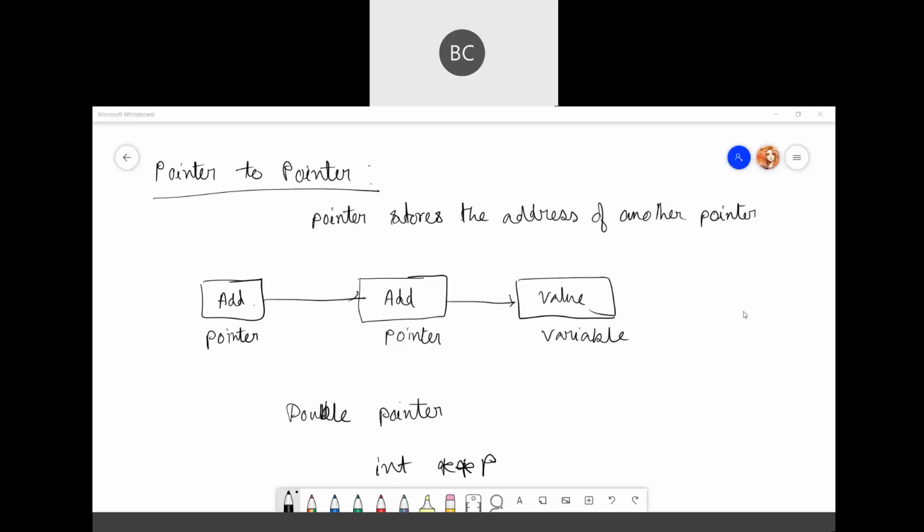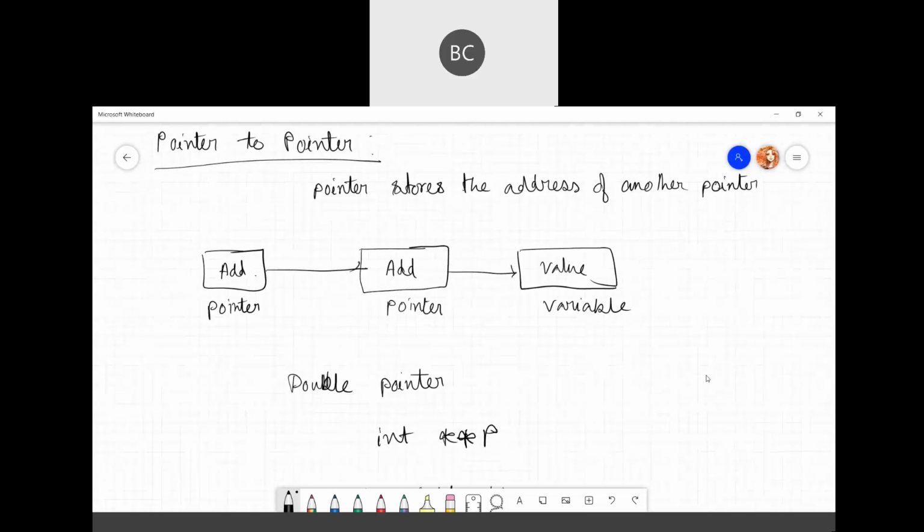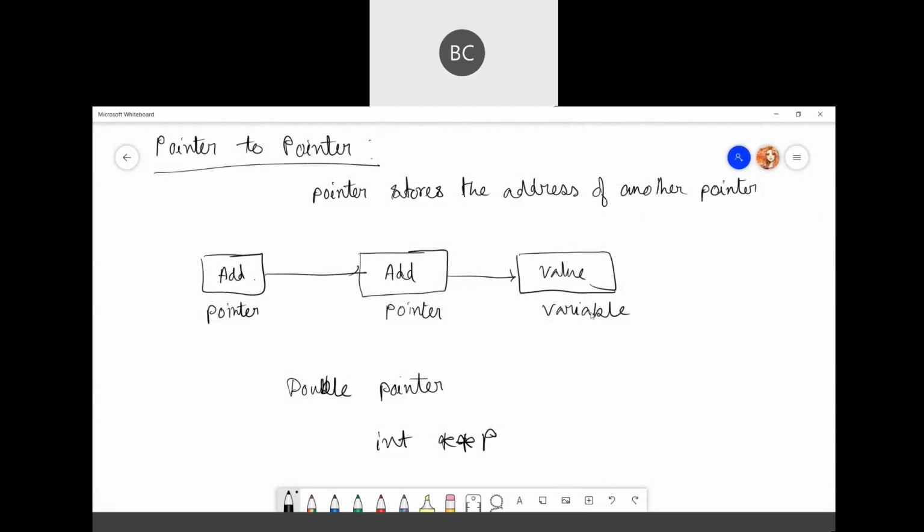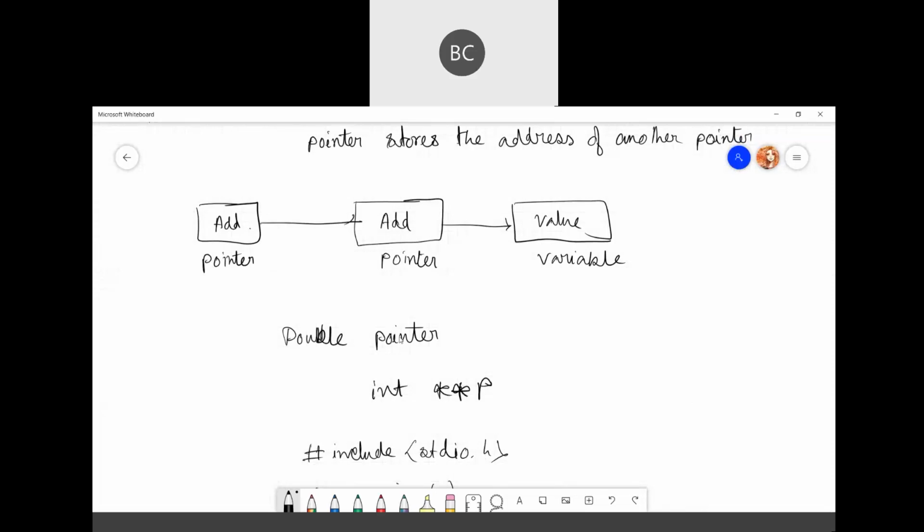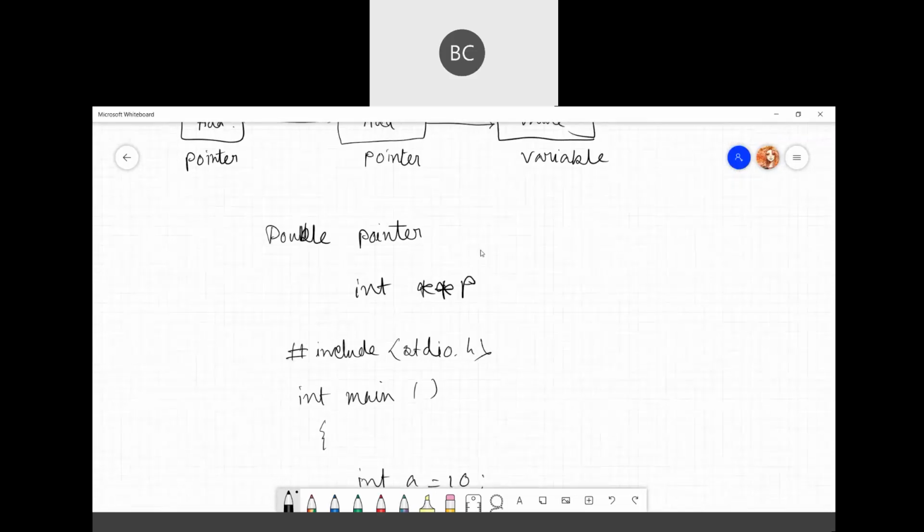So what is a pointer to pointer? A normal pointer holds the address of one variable, and a pointer to pointer, or double pointer, stores the address of another pointer. Visually it will look something like this. If you have a variable, one pointer will point to that variable, then the double pointer will point to the pointer that is holding the address of the variable.